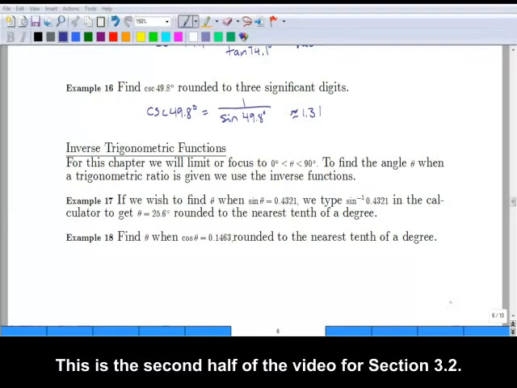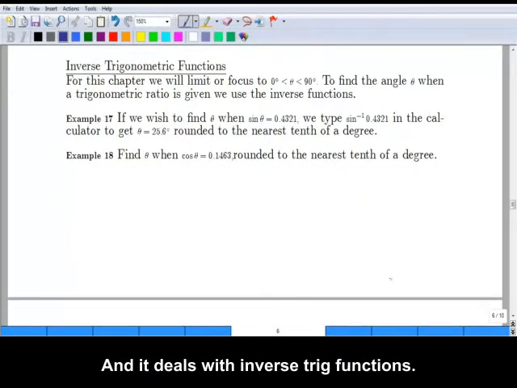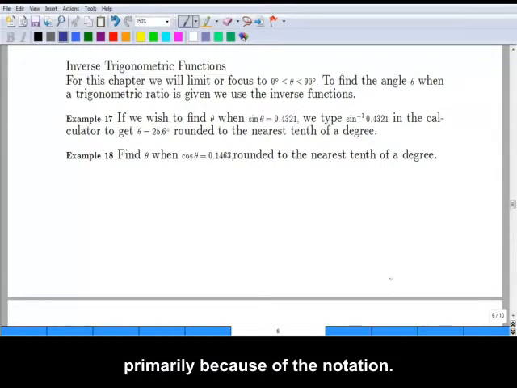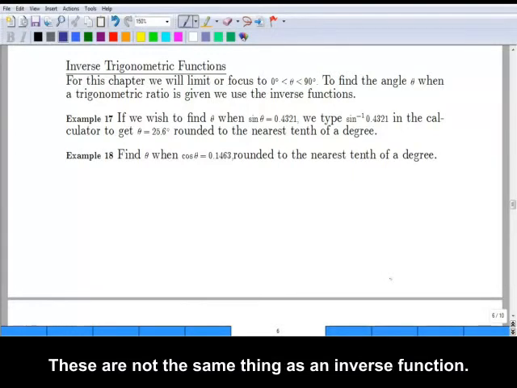This is the second half of the video for section 3.2, and it deals with inverse trig functions. Now this is a section where a lot of students get confused, primarily because of the notation. One thing to keep in mind, we've talked about reciprocal functions. These are not the same thing as an inverse function.